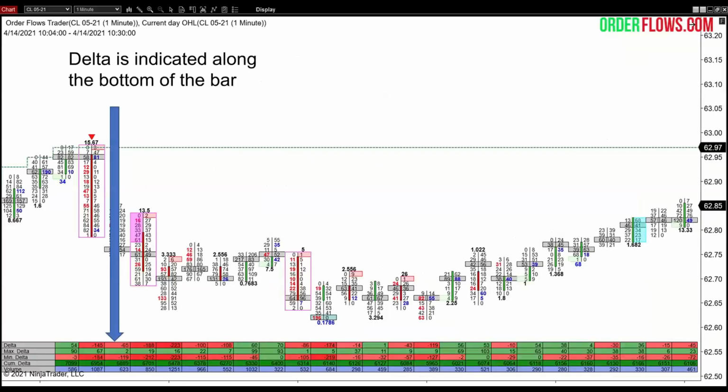And delta, on most software, is at the bottom of the chart. Some people like to have it printed above the bar or below the bar. I just find it easier for me to have it along the bottom, in the same spot, so I know where it is. But generally, as the market is selling off, as it's going down, you have negative delta. Generally, as the market is rising, you're going to have positive delta. You can see the green boxes down here on the bottom is the positive delta.